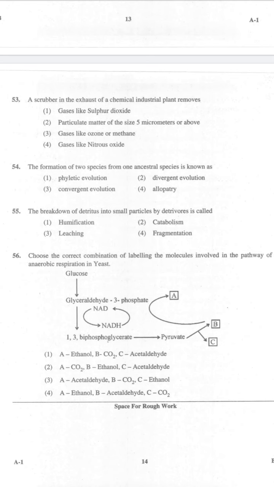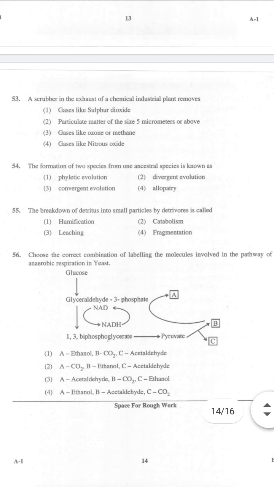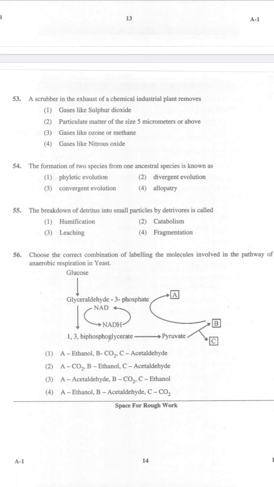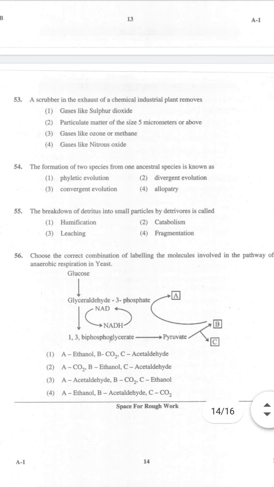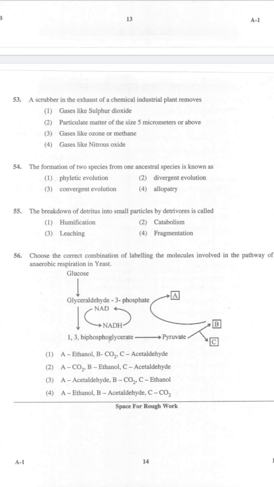Let's see the solution. The scrubber removes gases like SO2 and other oxides by capturing them in a lime spray of CaCO3. The calcium in limestone combines chemically with the sulfur to produce calcium sulfate, CaSO4, which is separately collected. Now let's discuss question number 54.